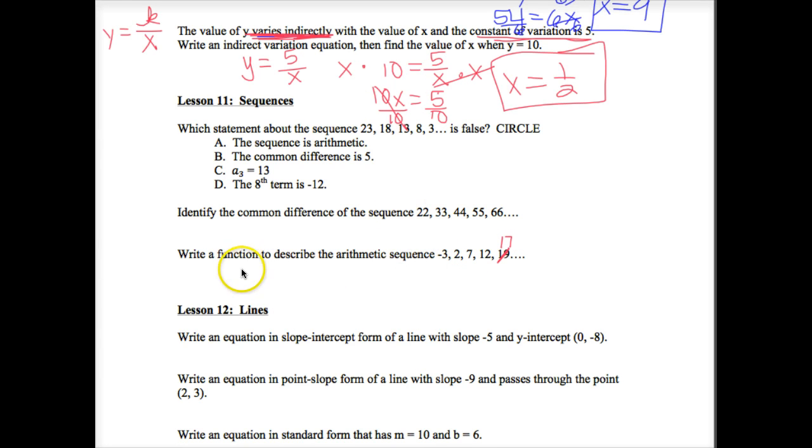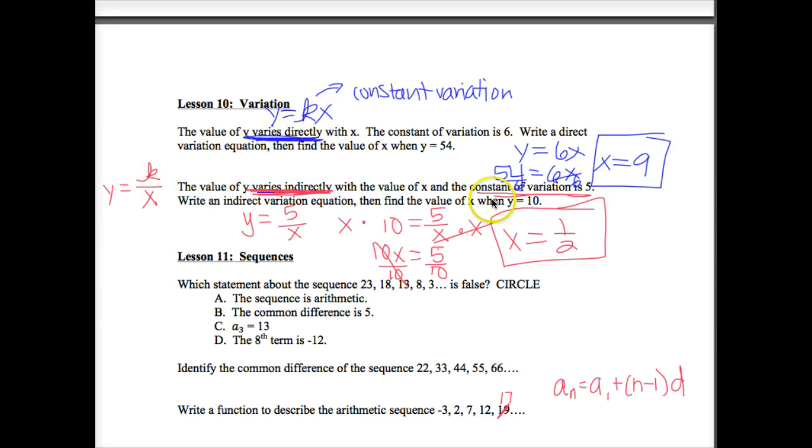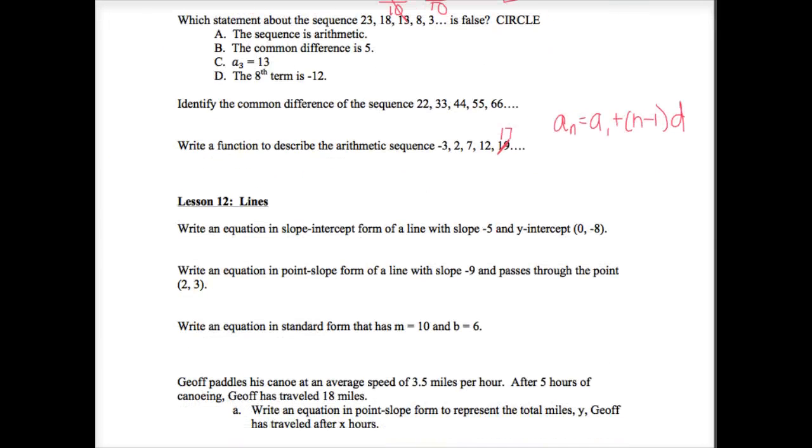But here, write a function to describe the arithmetic sequence. Whenever it asks you to write an explicit formula or a function, that is this formula that we spent at least 6 days on. So make sure that you know this, just like you need to know these up here. Those will not be given to you. So in order to write the function, I need to know the first term, that's a sub 1, and the common difference. So the first term, that's pretty easy. I can see that that's -3.